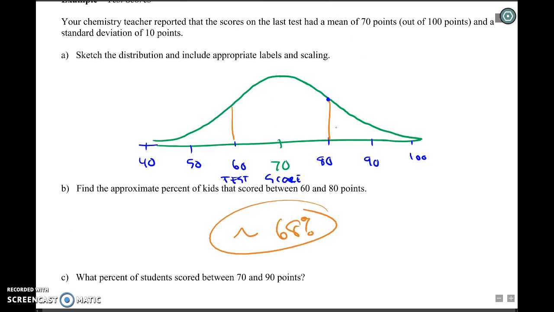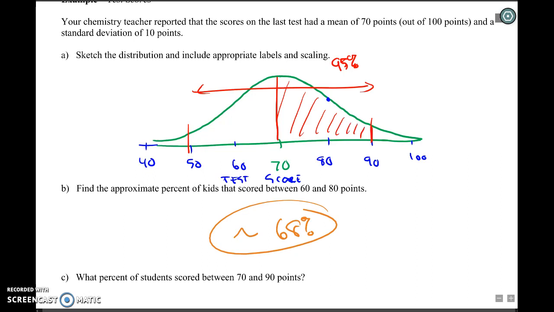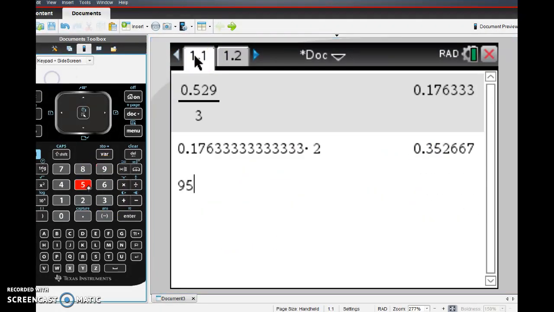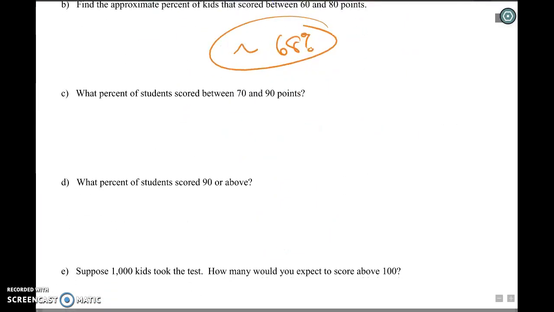What percent scored between 70 and 90? Well, 70 to 90 is 2 standard deviations. So if I went from 2 below to 2 above, that would be a total of 95%. However, I don't want the below, I just want the above. Well, because this distribution is symmetric, I guess we could just halve that. Oh gosh, half of 95. 47.5. 95 divided by 2. About 47.5%.